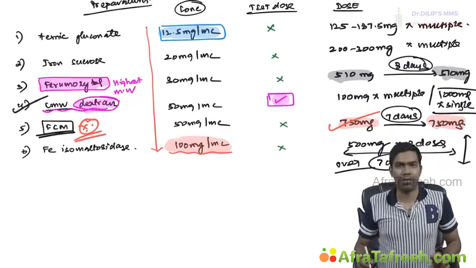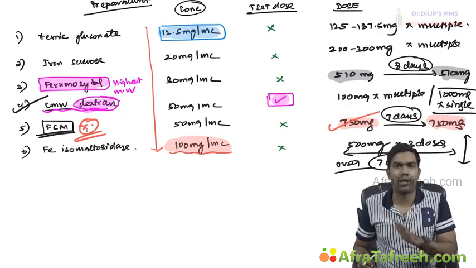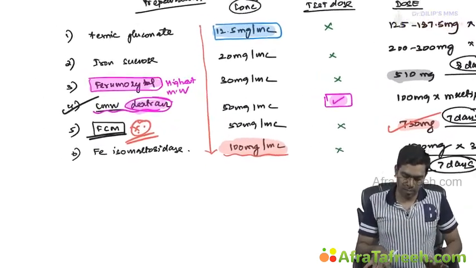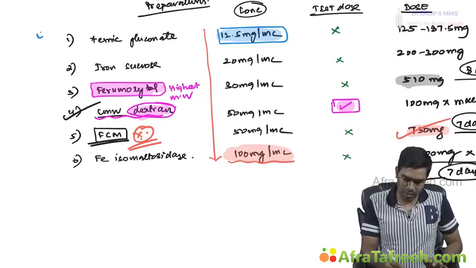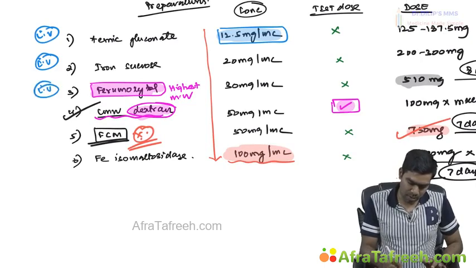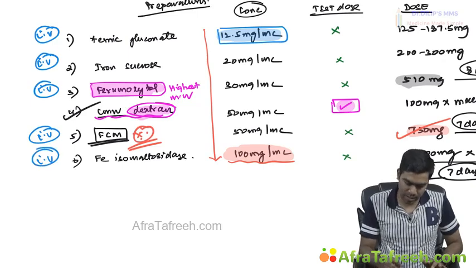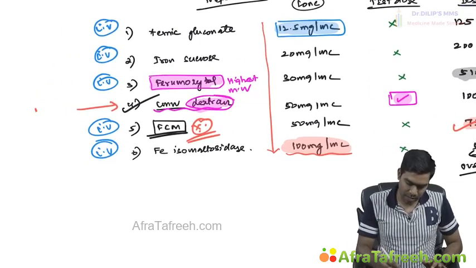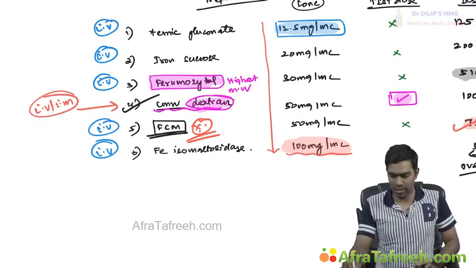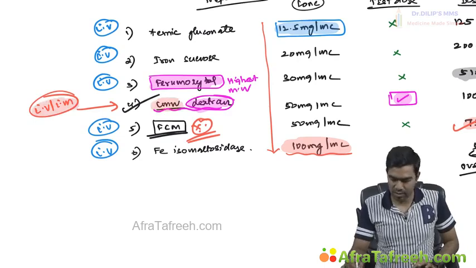Please do remember, high molecular weight dextran is no longer available. And every single compound is given in IV preparation only. There is no IM preparation. The only thing that has both IV as well as IM preparation is your low molecular weight dextran.